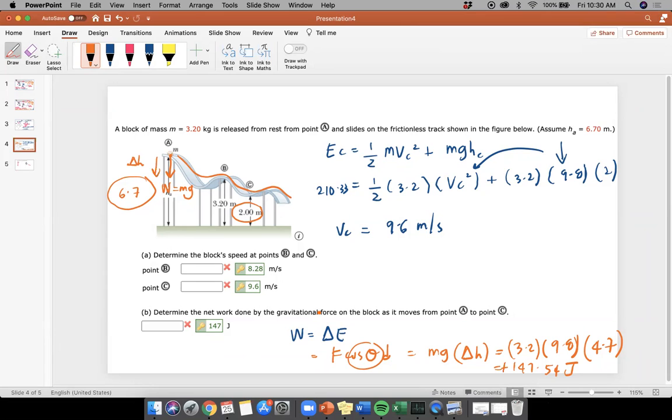Okay, any questions about this one? Do you understand? Understand. Do you understand that EA equals EB equals EC? Okay.